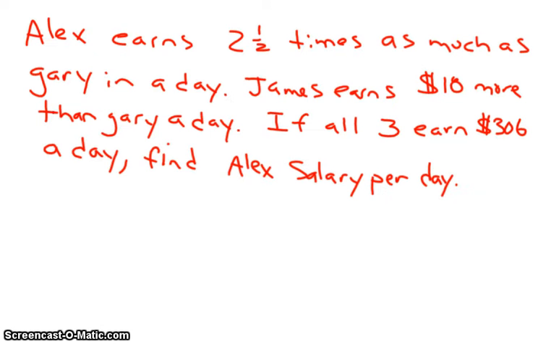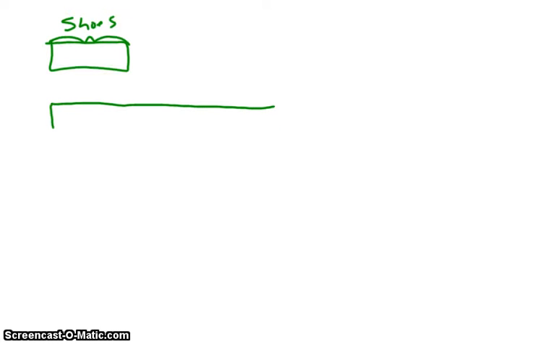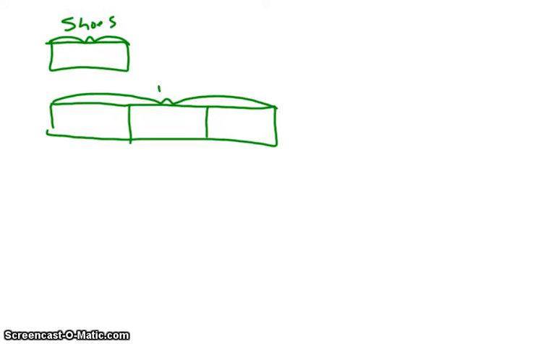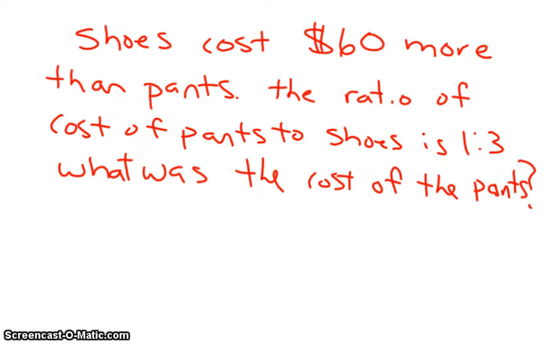Let me do it this way. I have pants as 1 block, and that is pants. Now shoes are going to be 1, 2, 3 of those, and this whole thing is shoes. All right, so we've got that much. We've got our pants and we've got our shoes. Let's jump back.